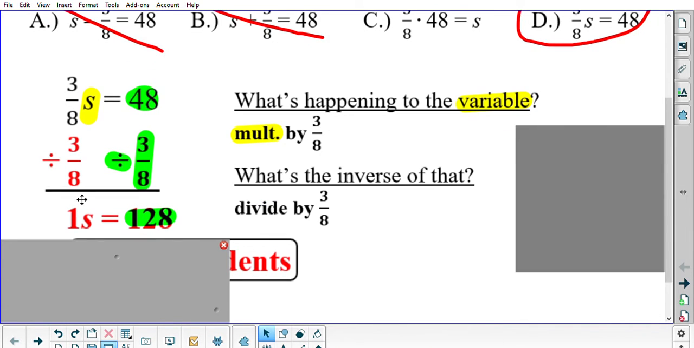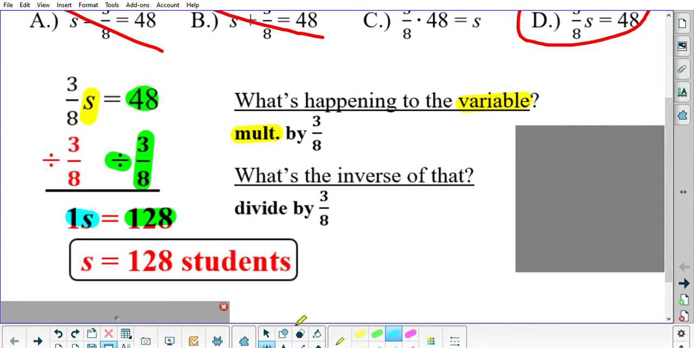And then, of course, the left side gives you 1s because anything divided by itself is 1. We do not need to punch in our calculator 3/8 divided by 3/8. That would be a waste of your time. You should already know it gives you 1. Any number divided by itself will give you 1. And then, of course, 1s is the same as just s, and that's how you get the variable by itself.